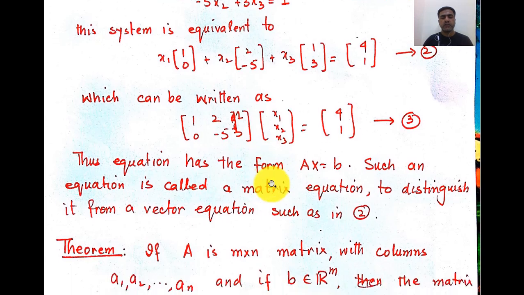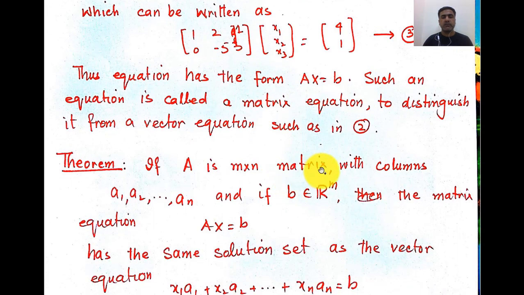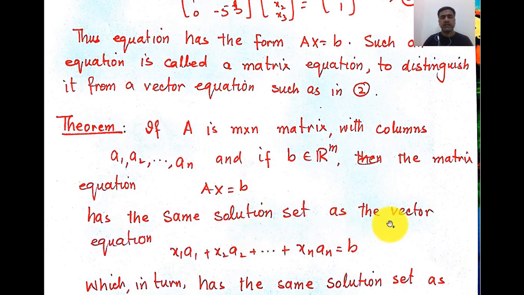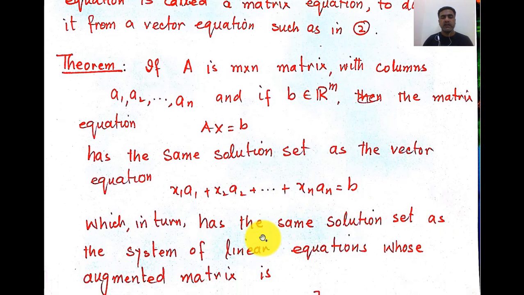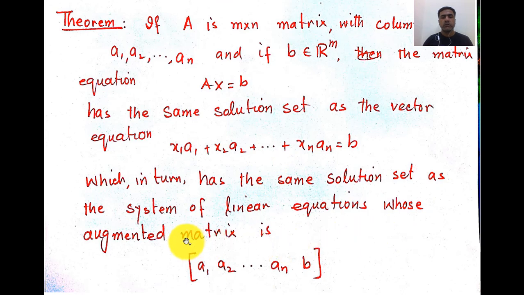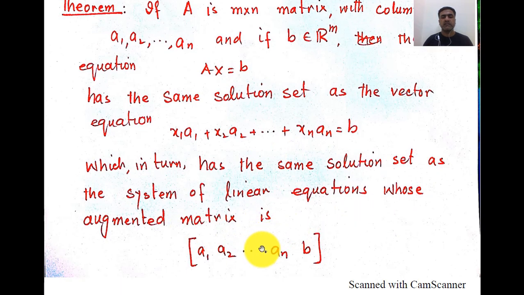So we have a theorem. If A is an m cross n matrix with columns a1, a2 up to an, and if B is a vector in Rm, the matrix equation Ax equals B has the same solution set as the vector equation x1 a1 plus x2 a2 plus up to xn an equals B, which in turn has the same solution set as the system of linear equations whose augmented matrix is given by this.